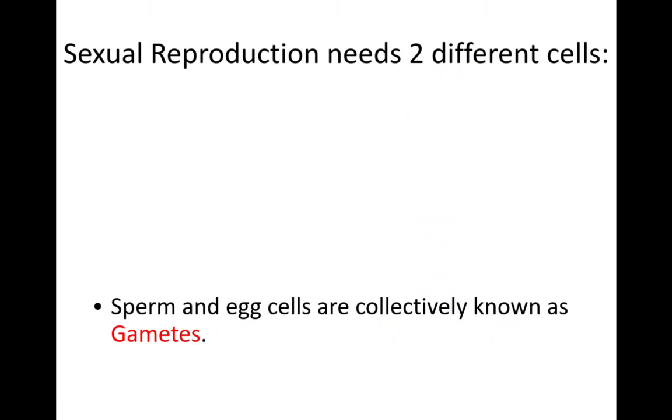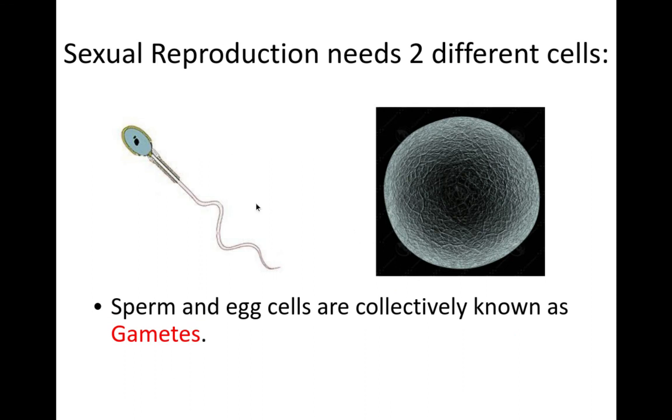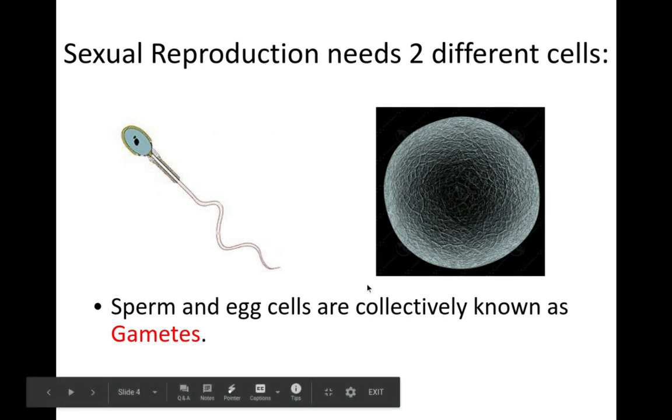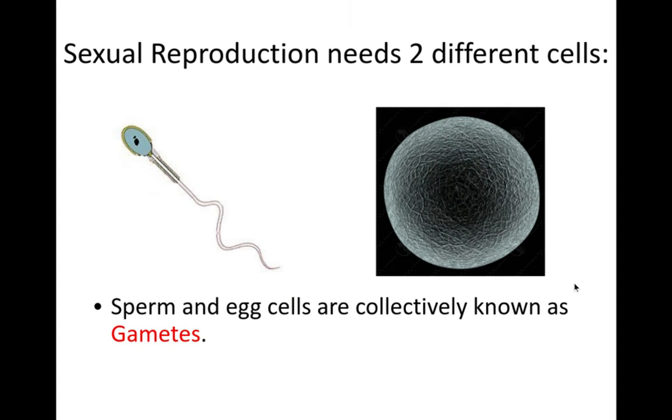So sexual reproduction needs two different cells, okay? Your sperm and your egg cell. Obviously, the sperm is produced in the testicles. That's the male reproductive cell. And the egg cell is made in the ovary, and that is the female reproductive cell. Now, when we want to talk about these cells together, we call them gametes, okay? Gametes. If we talk about other cells in your body, your skin, eye, heart, we call those somatic cells, but the sperm and the egg, we call them gametes.